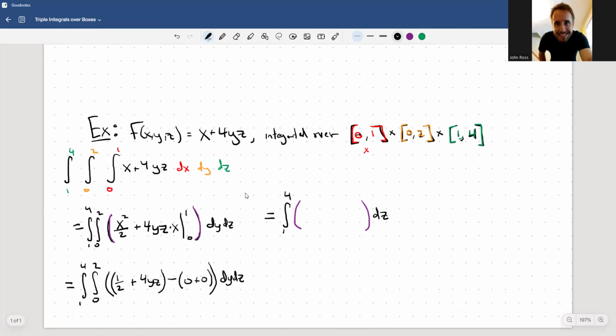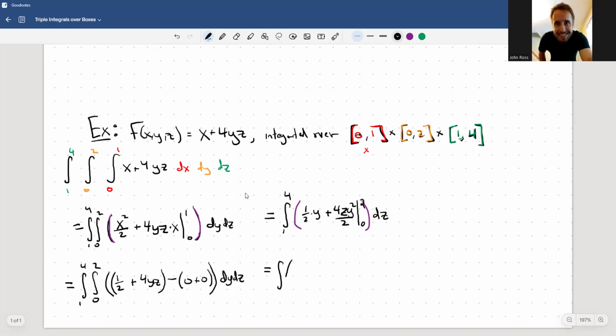So 1/2 plus 4yz, I need to find an antiderivative of that with respect to y. And so the 1/2 will just become a 1/2 times y plus, and then the 4yz, well, the 4 will stay a 4, the z will stay a z, but the y will become a y squared divided by 2. That's because I'm integrating dy. So I found an antiderivative for what I had with respect to the y variable. And now I need to plug in at y equals 0 and at y equals 2.